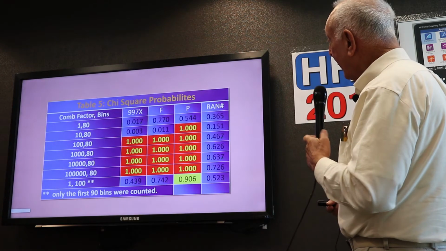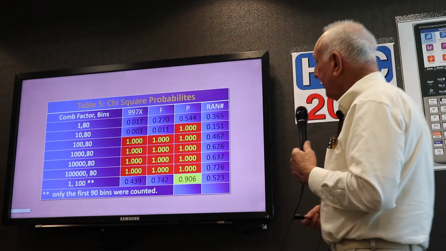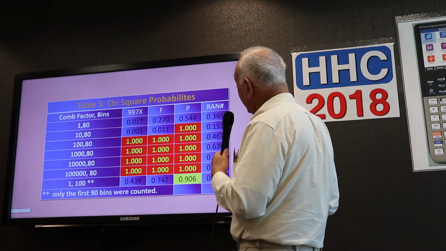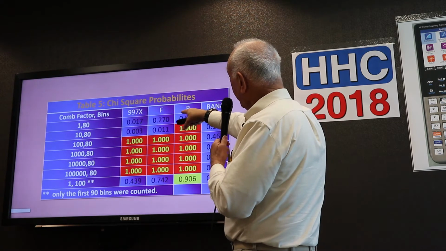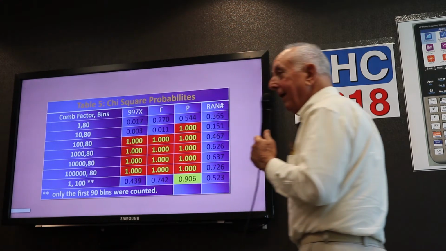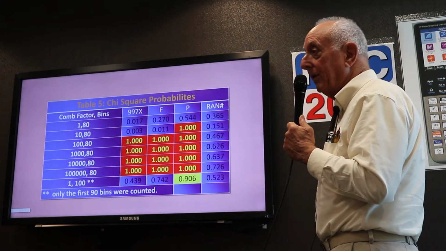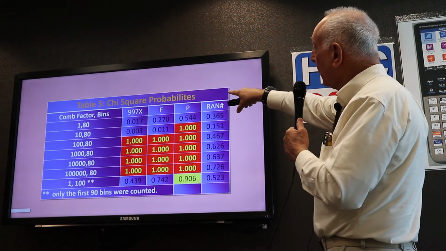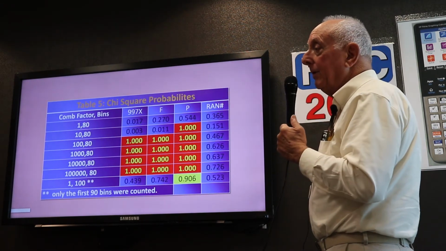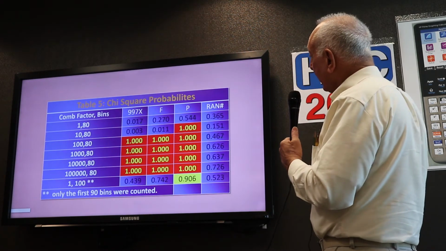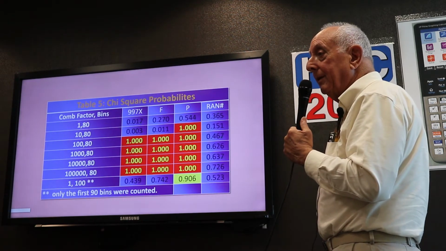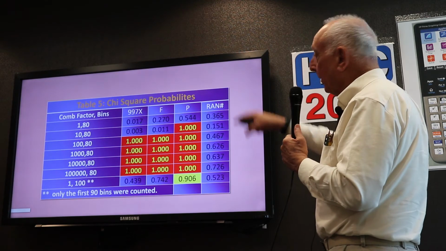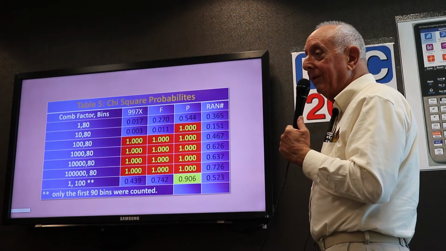So here's what we found. If you divide the random numbers into 80 bins, you get a chi-square score of 0.017. And that's very good. That's very close to a uniform distribution. That's the chi-square probability. That means that if the thing is totally random, there's only a 0.017 chance of getting closer to uniform than what 997X gave you. That's very uniform.